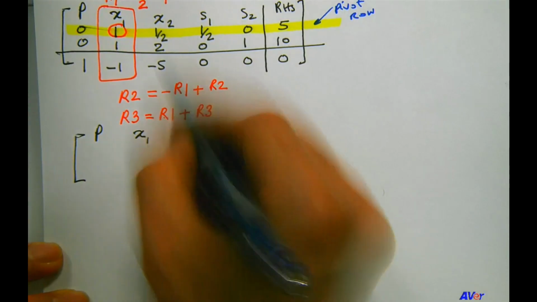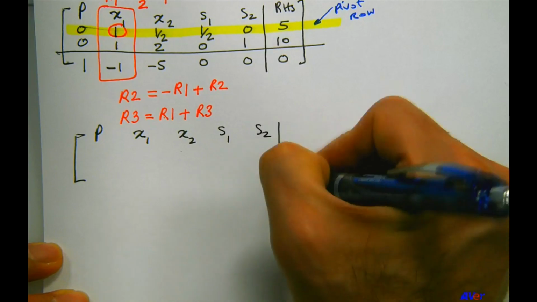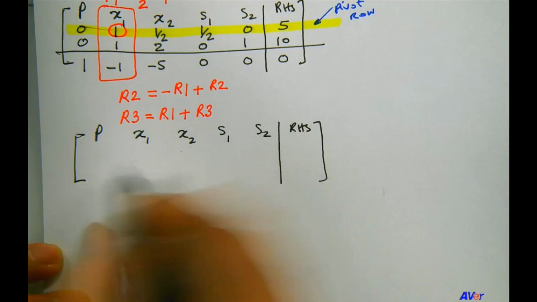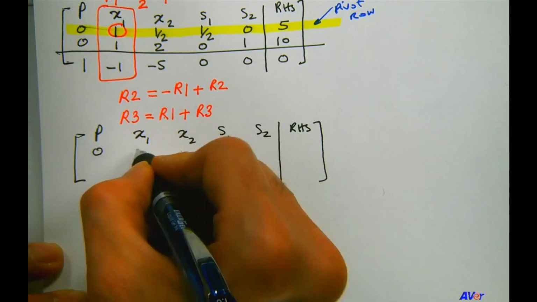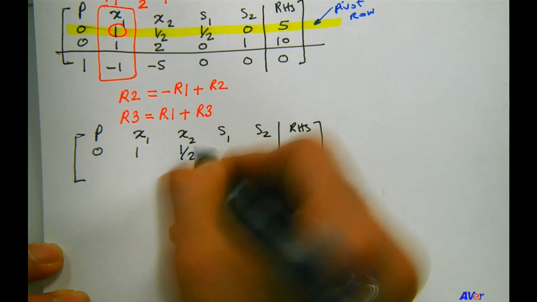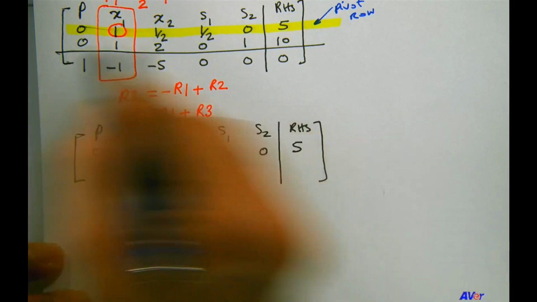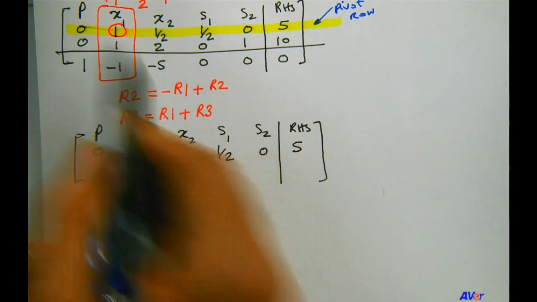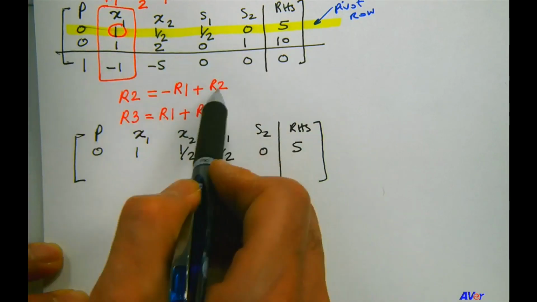So P, X1, I'm just going to rewrite those variables on top, like that. So the first row isn't changing because that's the pivot row, so I'm going to write it as it is. The second row is going to change according to this row operation. -1 times the first row, plus the second row, which is row 2.